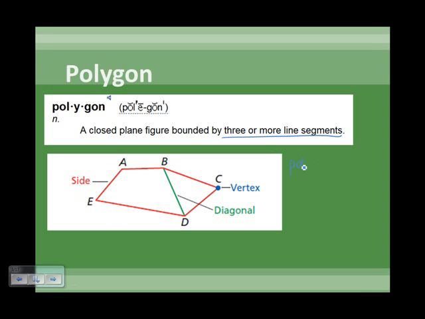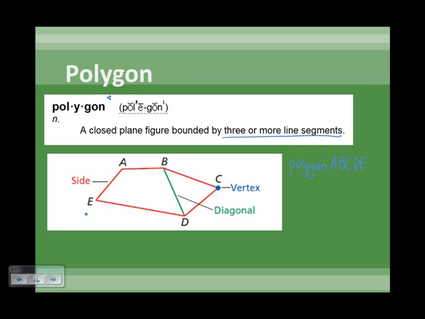We would name it Polygon A, B, C, D, E. You go in order of the letters A, B, C, D, E. So that's the name of the polygon. And this particular polygon has 5 sides. Okay, 1, 2, 3, 4, 5.